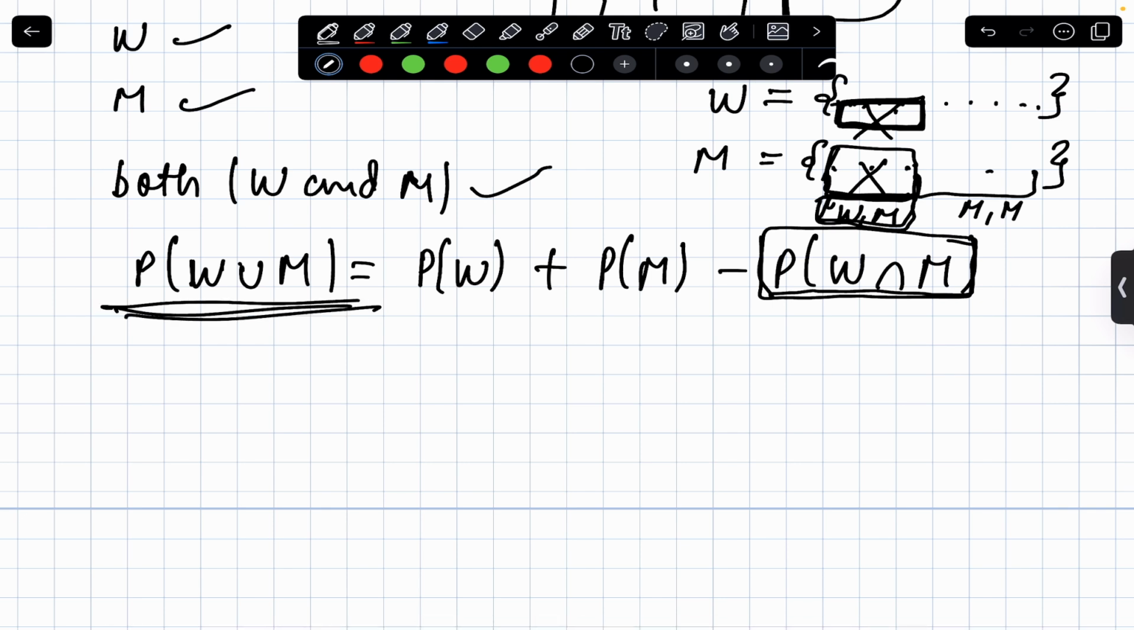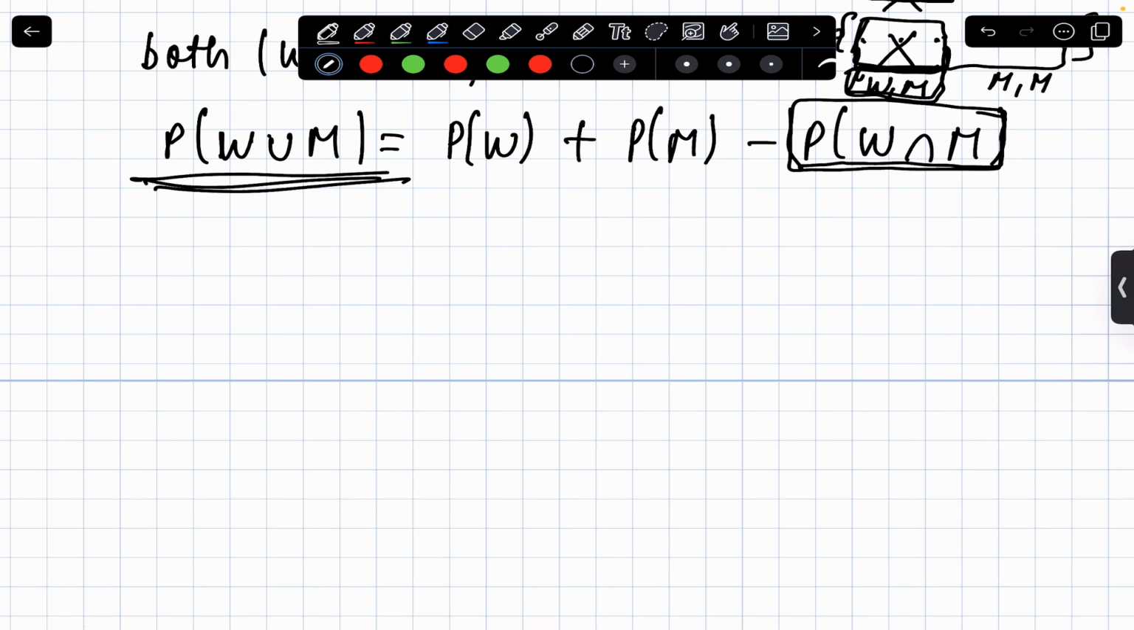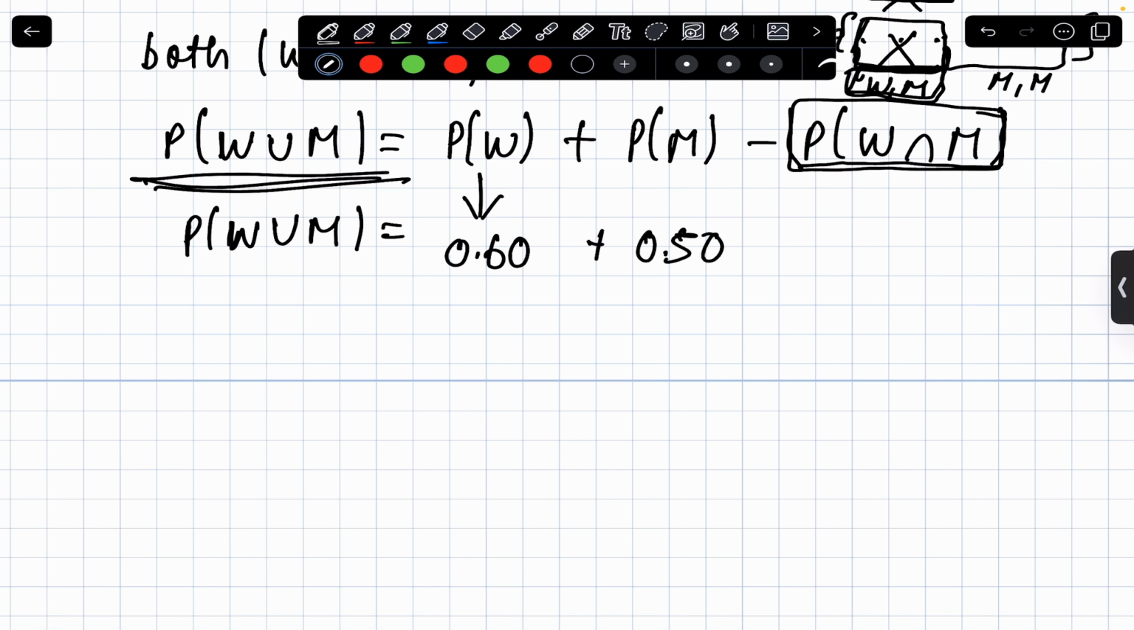So that is what we do in the addition rule: we find the woman, sorry, union, married. So what is the probability of being married? We have already seen 0.5. Now what is 0.5? It tells us that from the whole group, 50% of people are married.